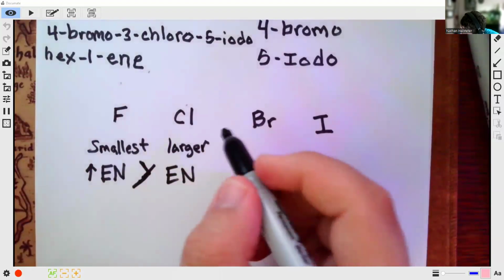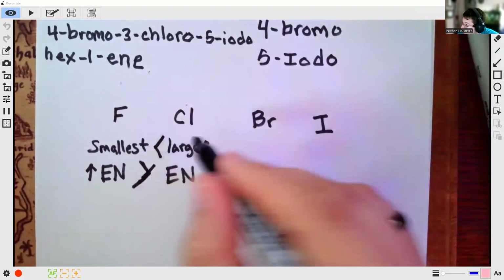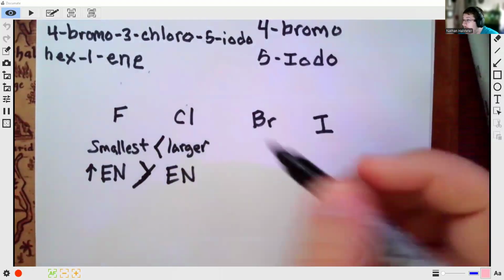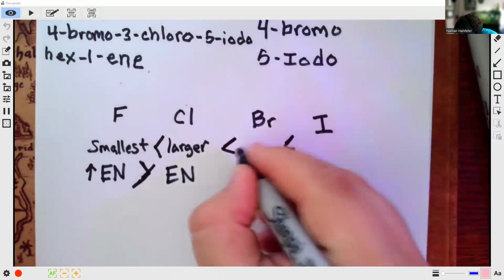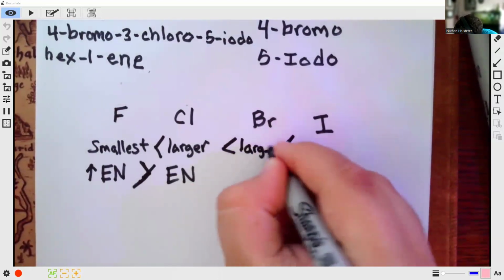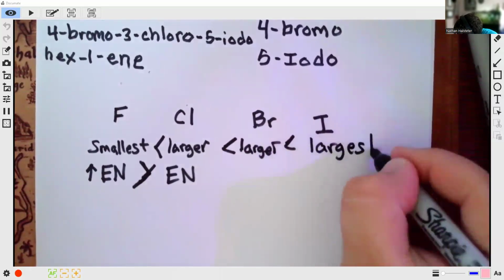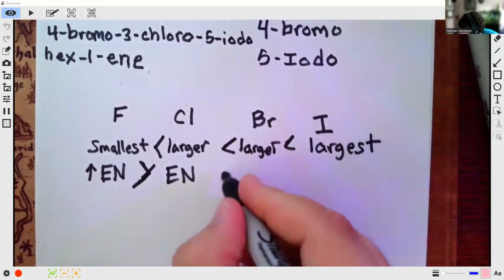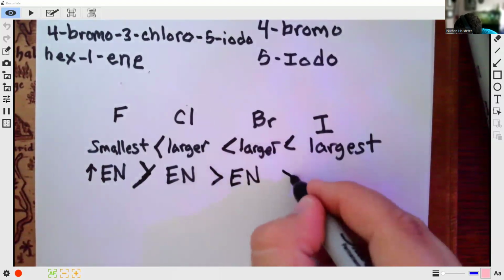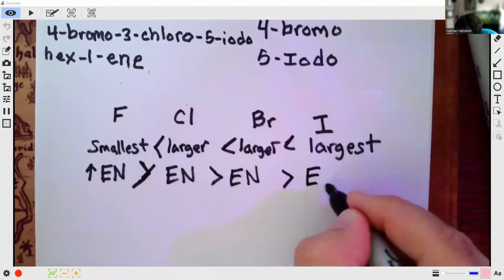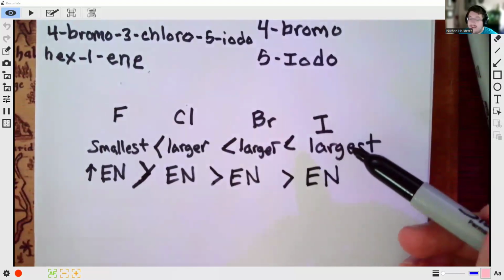So you're going to see kind of an opposite trend here. As we go down the periodic table, if you look at the periodic table, we're going down. The size keeps getting bigger, with iodine being the largest. In terms of electronegativity, though, the electronegativity keeps going down. So iodine, although it's the largest, has the lowest electronegativity.